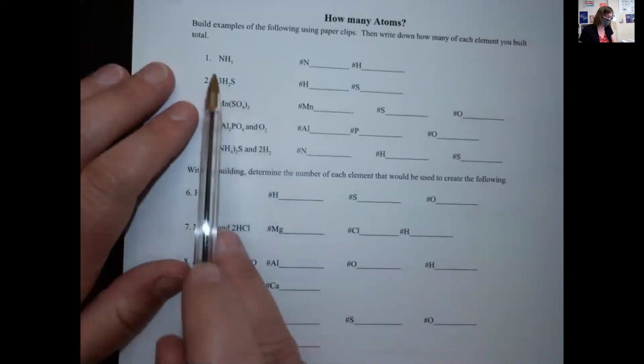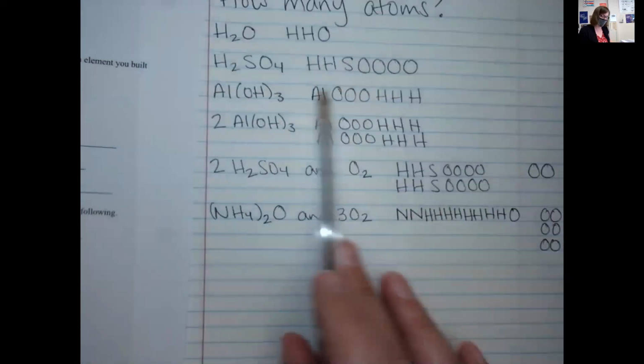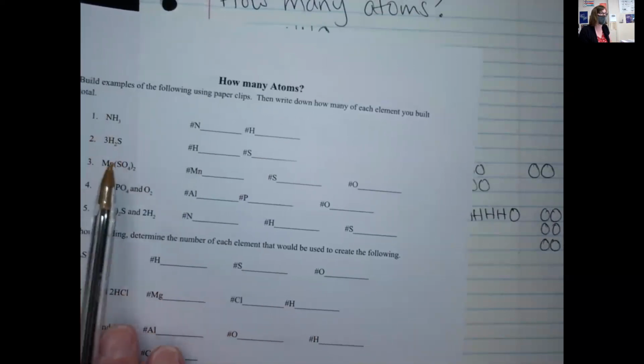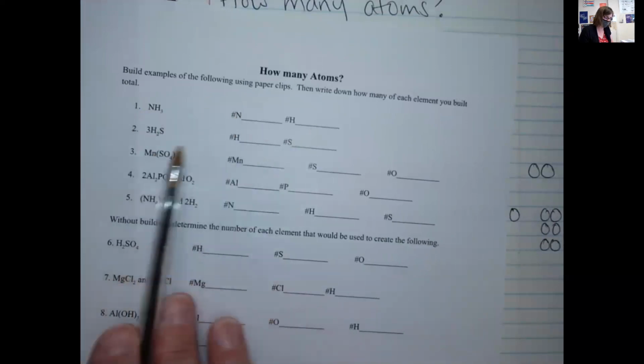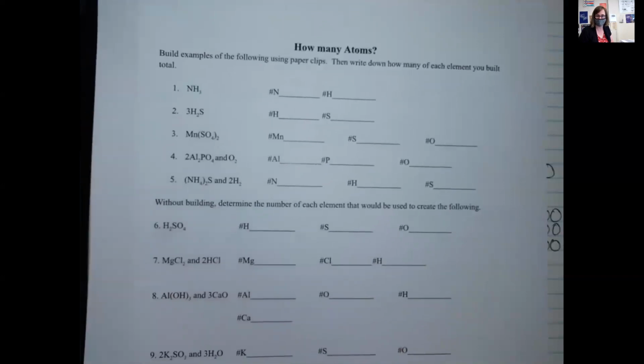But just to be clear, this step where you're writing it out isn't what I'm asking for. I'm asking you to put numbers on these lines. So you can write them out or you can do it in your head. But in your head, you should be kind of thinking about how many N's, how many H's, how many S's. And I have posted the answer key so you can check your work.